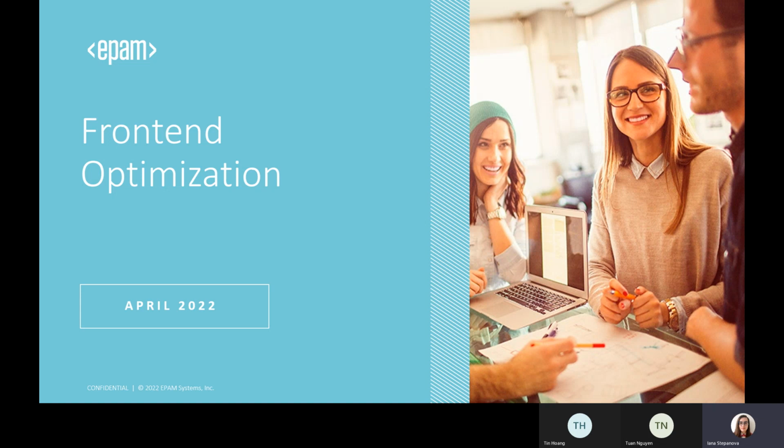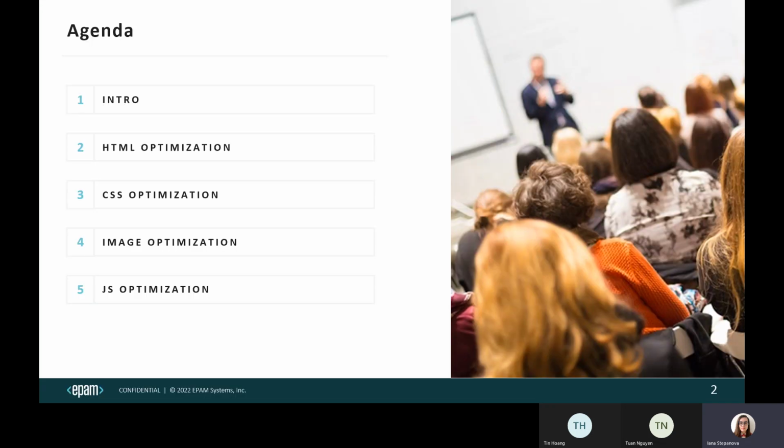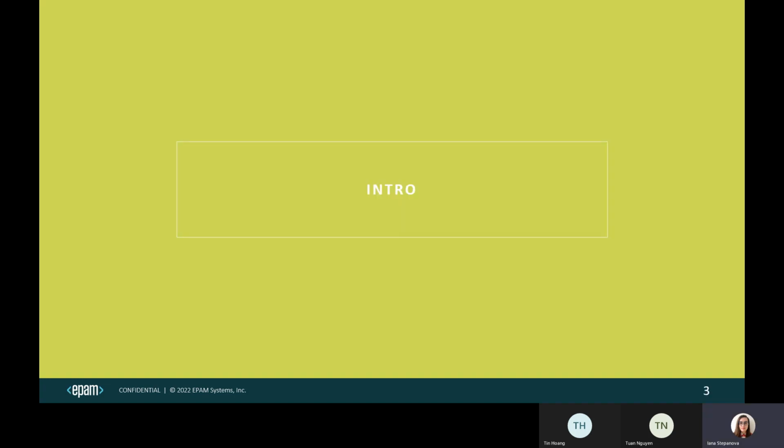So today we will be studying front-end optimization. Our agenda will consist of covering several topics, including HTML optimization, CSS optimization, image optimization, and JavaScript optimization. We will talk about different techniques that you can use, why optimization is important, how to measure it, and what different strategies there are to handle optimization. So let's start from the basics.